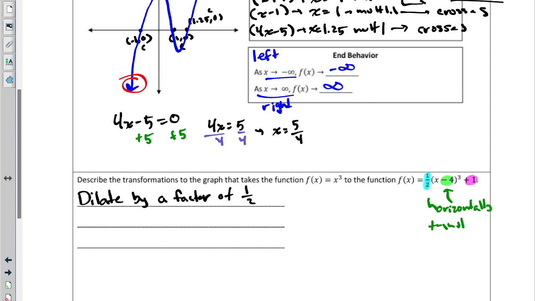Oh my gosh, my computer is not working. No, I can't write. Horizontally translate. I got to write really slowly. Oh, it's still not working.